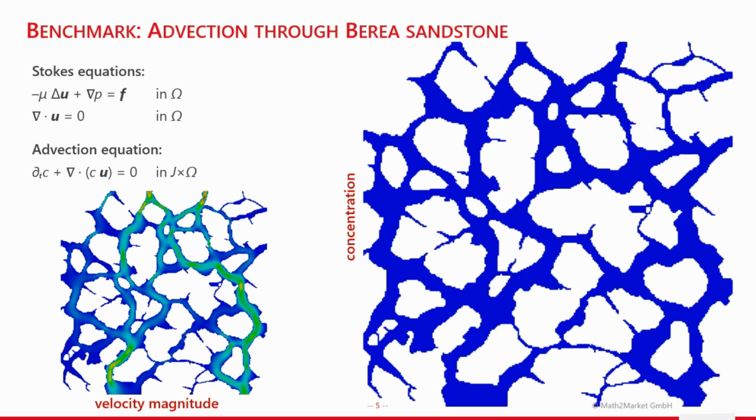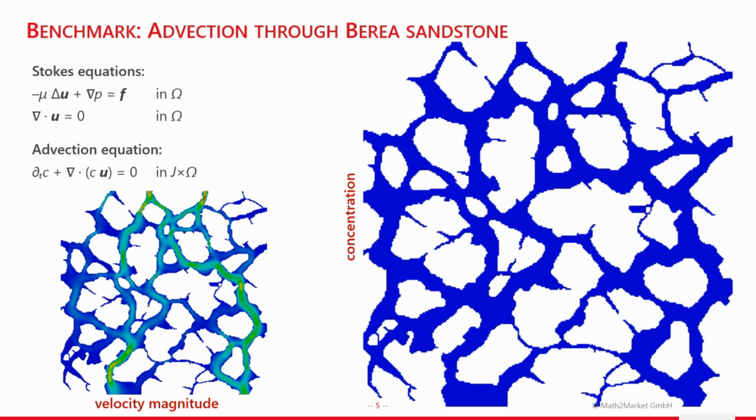So as a first benchmark to exemplify advection, we have to solve the Stokes equation. The Stokes equation produces a stationary flow field. As you see here, there's no time derivative in this equation. So you receive the velocity, the fluid velocity, and the pressure. The fluid velocity ends up then as a coefficient in the advection equation.